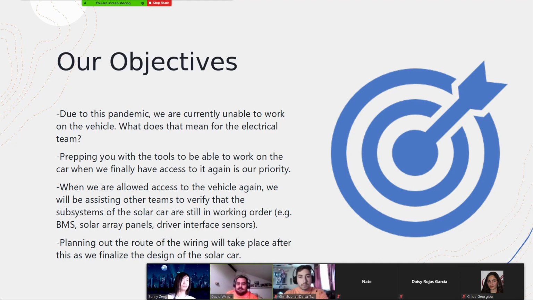When we are allowed to get to the vehicle again, our first task is going to be making sure everything's working properly, to make sure that some of the battery cells that are in the solarium aren't damaged or stolen or anything along those lines. We're also checking solar panels and stuff like that. Lastly, the last thing that we're planning out is routing the wires so that way we have an idea.